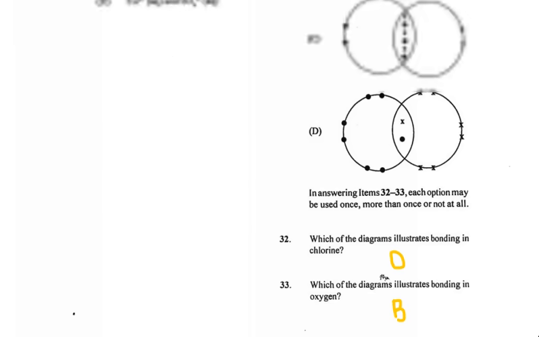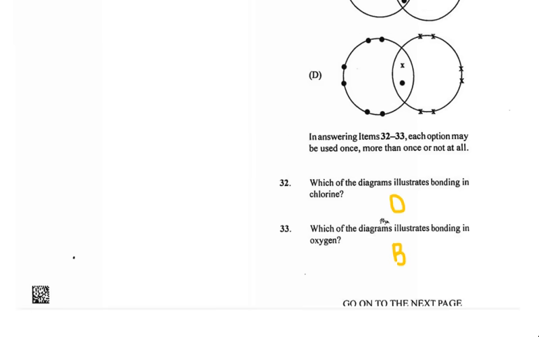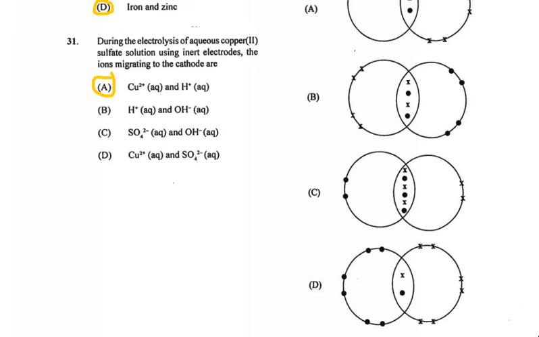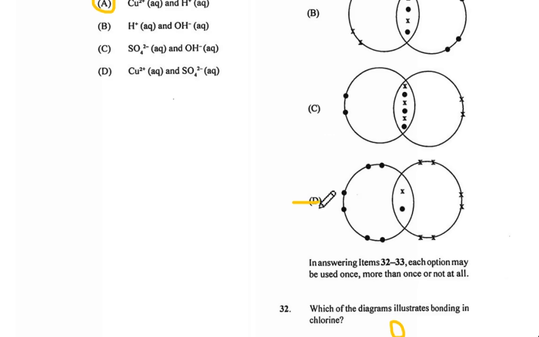All right, number 32. This one says, which of the diagrams illustrates bonding in chlorine? And we have D. This one, guys. Bonding in chlorine. All right.